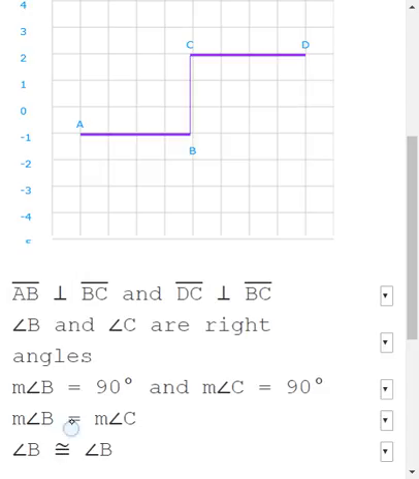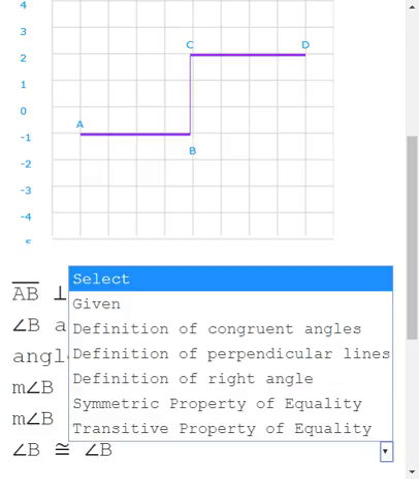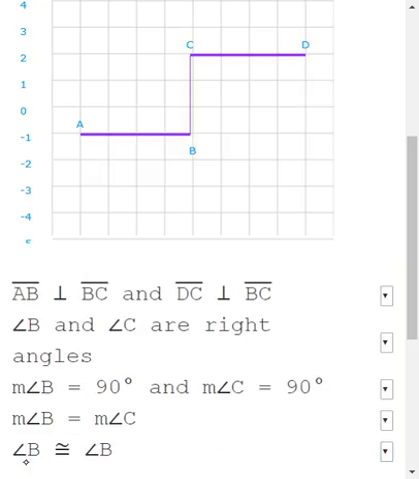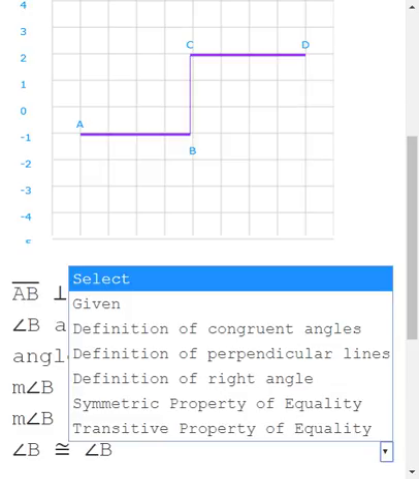Final step. This one here. How did I go from here to there? Which of these properties says that if the measure of B equals the measure of C, then B must be congruent to C? Sorry, that's supposed to be a C. B is congruent to C. Which of these properties says that if two angles are equal in measure, they must be congruent?